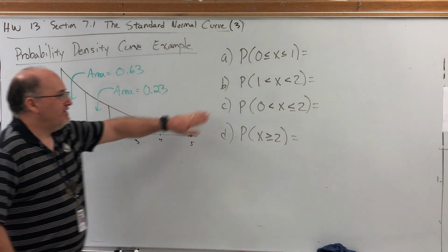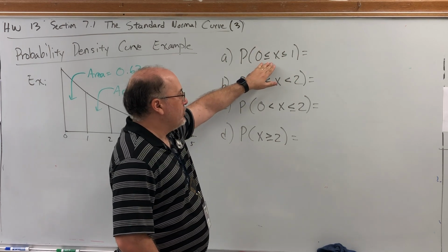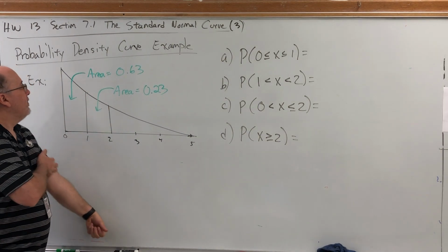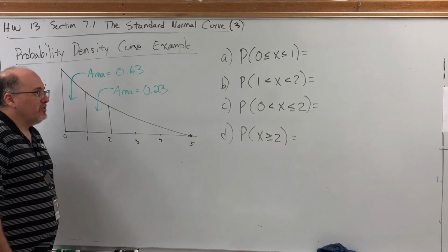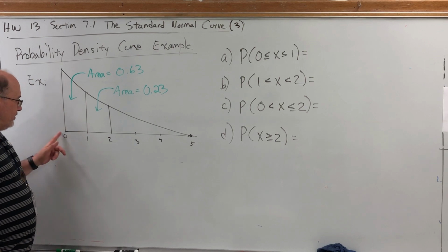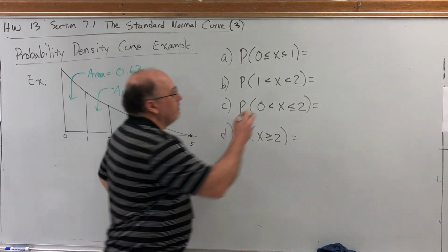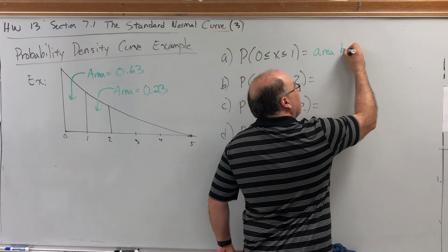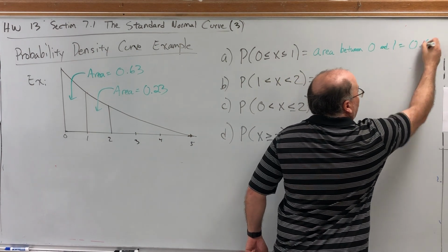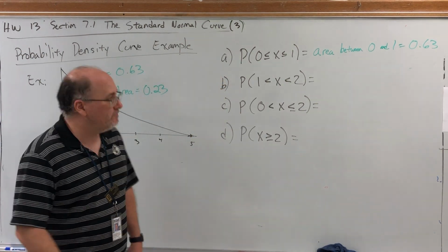Question A, what is the probability that x is between 0 and 1, or 0 is less than or equal to x is less than or equal to 1? Well, according to the properties of a probability density curve, the answer to that probability would be the same as the area between 0 and 1. And the area between 0 and 1 was given to us as 0.63. So there was nothing to calculate, there was just something to observe.